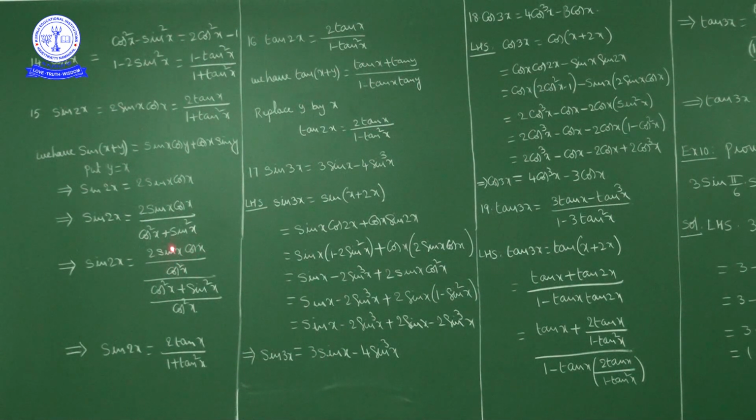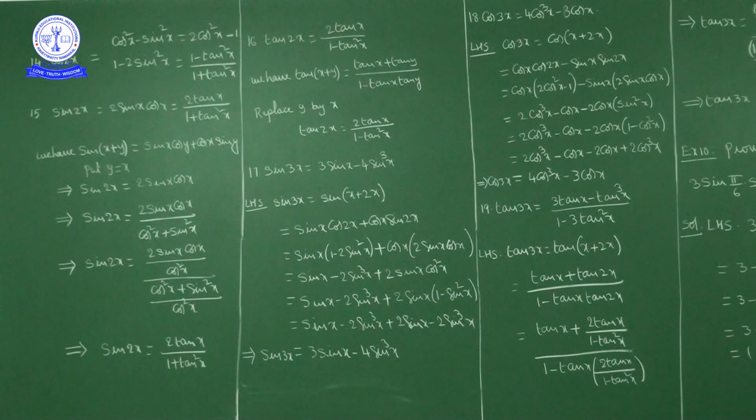So what do we have? 2 sin x by cos x means 2 tan x in the numerator. Now the denominator is cos square x plus sin square x by cos square x. We can write cos square x by cos square x as 1, plus sin square x by cos square x, which is tan square x. So the denominator is 1 plus tan square x. So for sin 2x we have two formulas: 2 sin x cos x, and another formula, 2 tan x upon 1 plus tan square x.